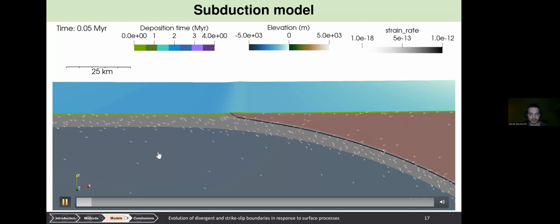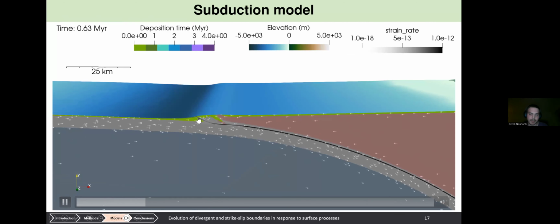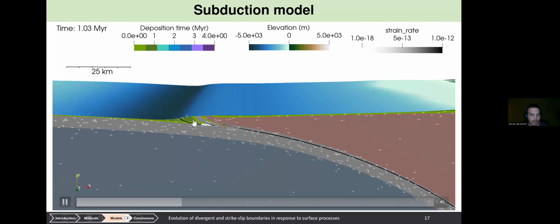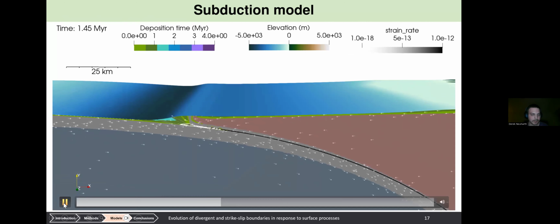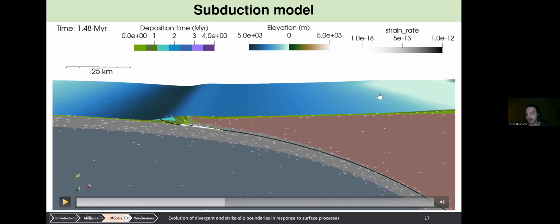So if we start to play this, we can see that we build up some sediment along the trench, and we start forming this accretionary wedge. And one thing I want to note is that our continent in this case is actually quite a ways from our trench. So we're actually not getting too much sediment to diffuse out here, although there's probably some.